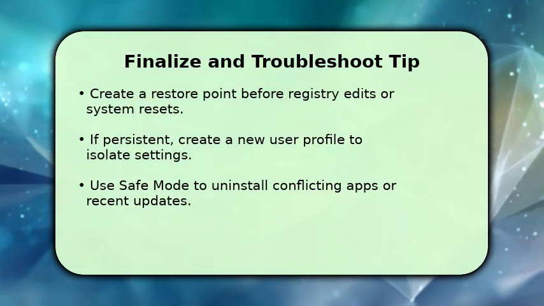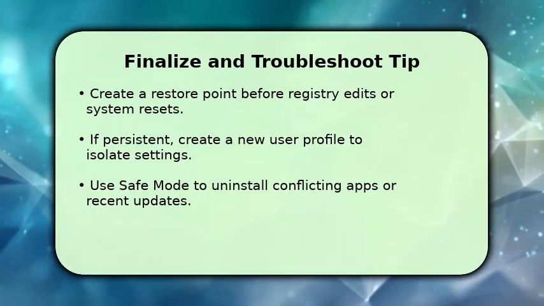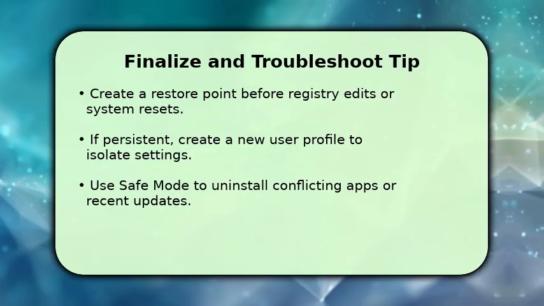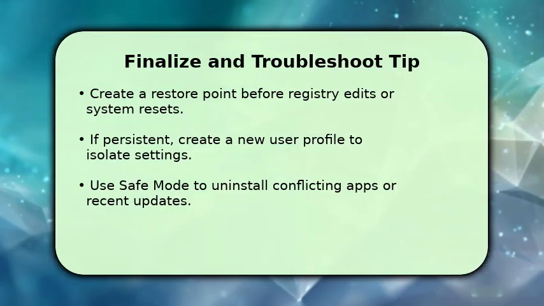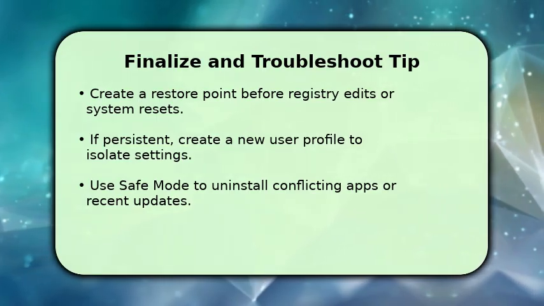To finish, if the taskbar is stable after repairs, create a restore point so you can revert if something reoccurs. If issues persist, create a fresh user account to see whether your profile settings caused the freeze. A new profile that works indicates corrupt user data.